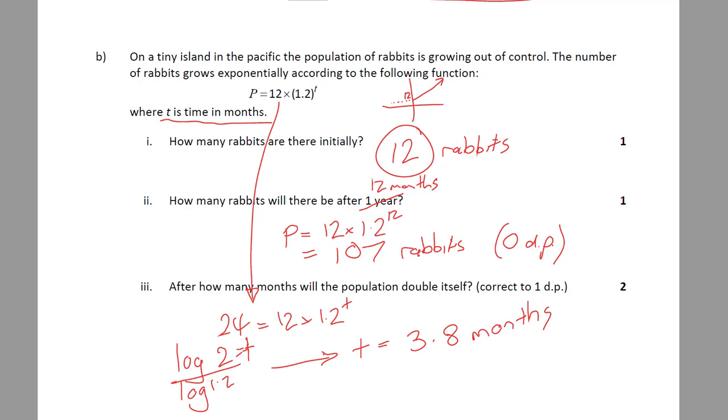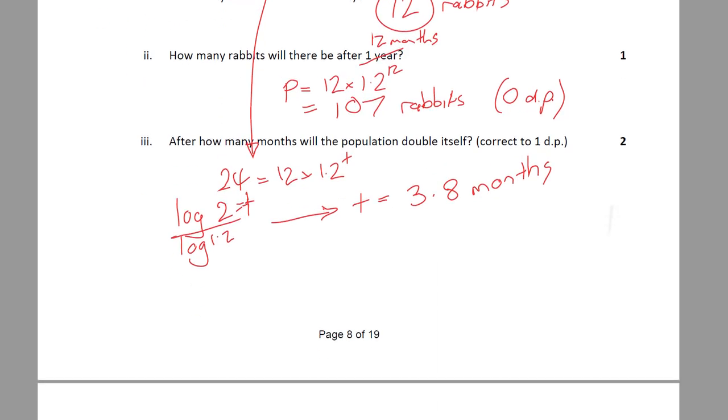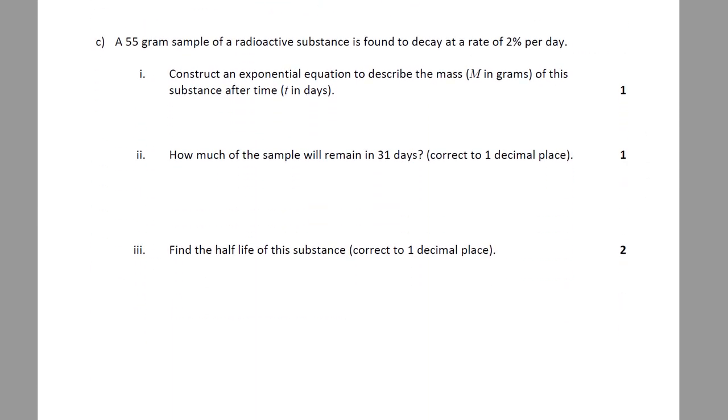Oh, to be technical, we wouldn't take off marks there because it does say after how many months. So if you wrote 3.8, it's already said months. But if it just said after how long, then you'd have to write months. Let's just go with it. Let's write the months there. It's a good habit. A 55-gram sample of a radioactive substance is found to decay at a rate of 2% per day.